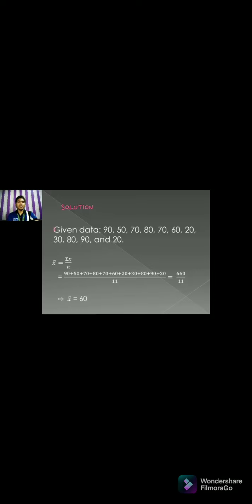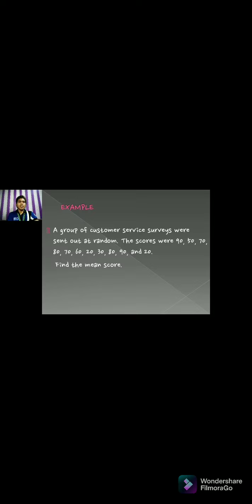So, just write down the data that we have. 90 plus 50 plus 70 plus 80 plus 70 plus 60 plus 20 plus 30 plus 80 plus 90 plus 20 over 11 because we have 11 data, equals 660 divided by 11. So calculate and we get the mean of 60. So that means the mean score of the customer service survey is 60.